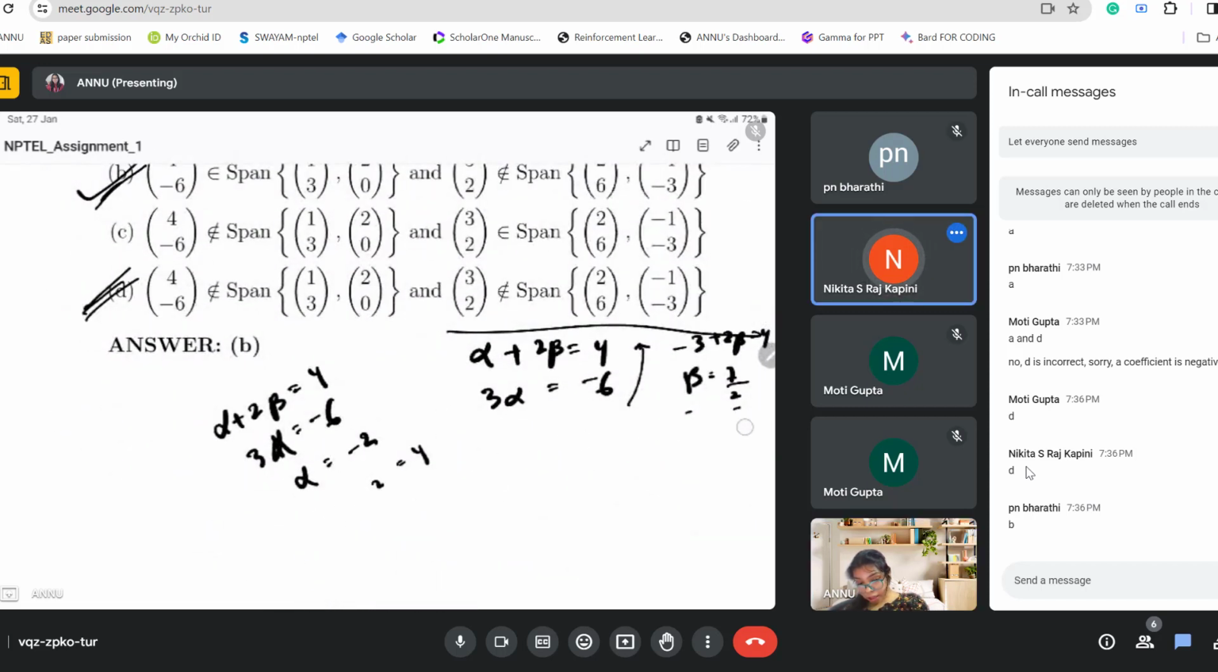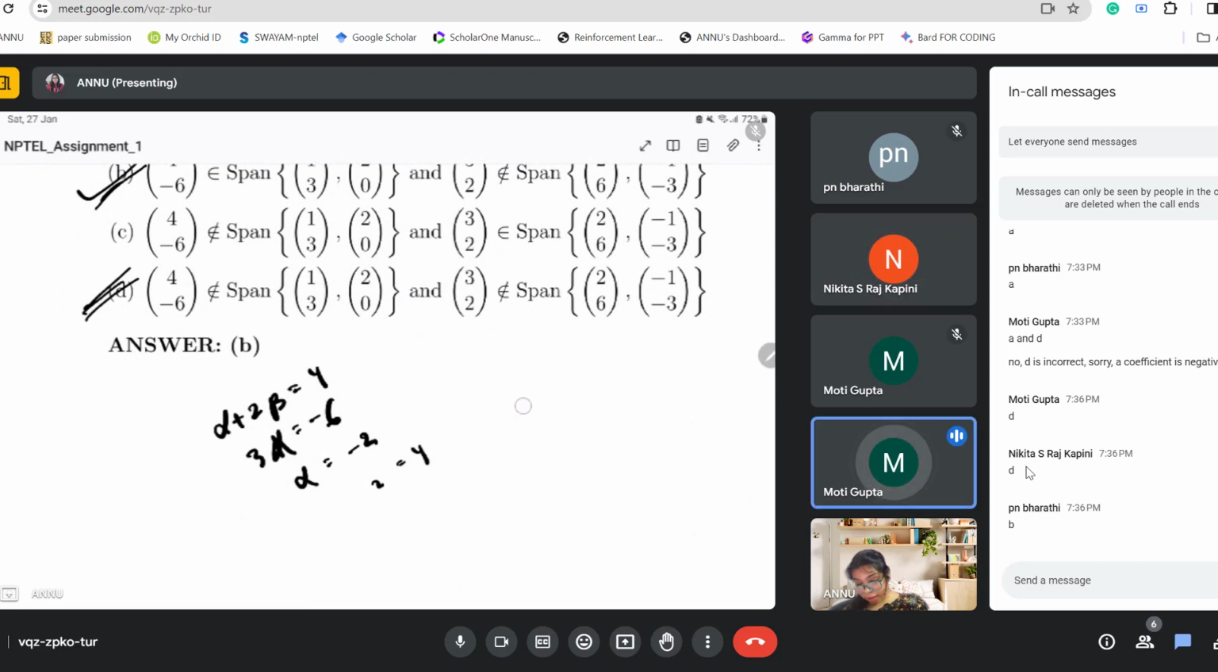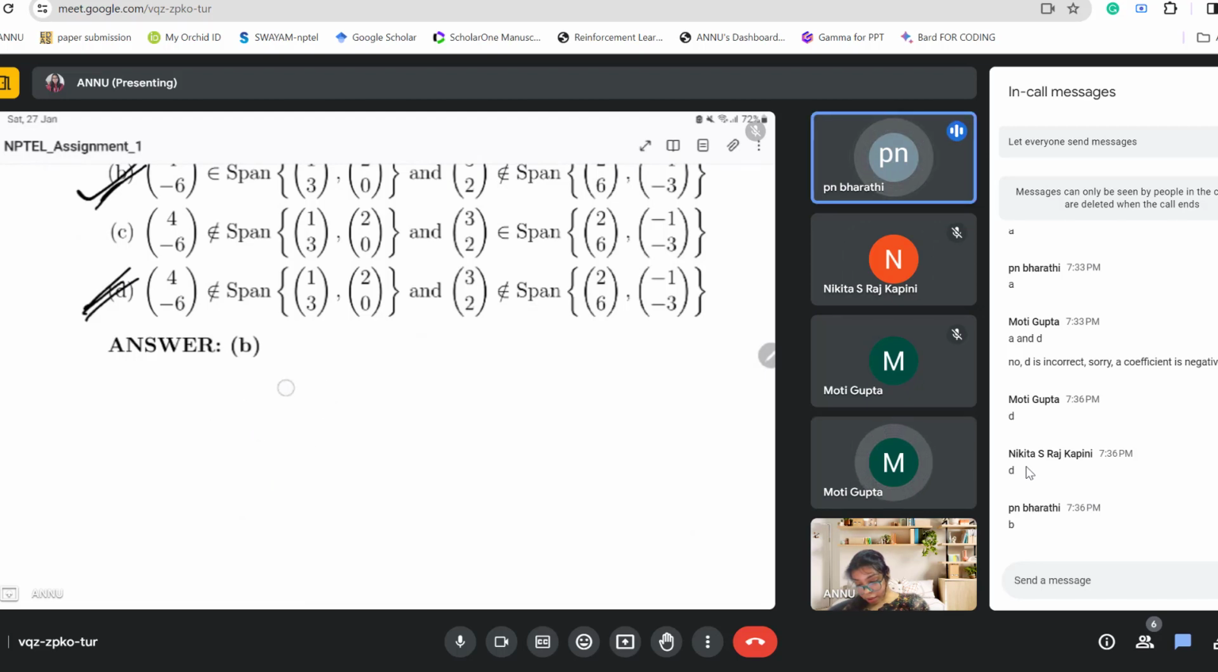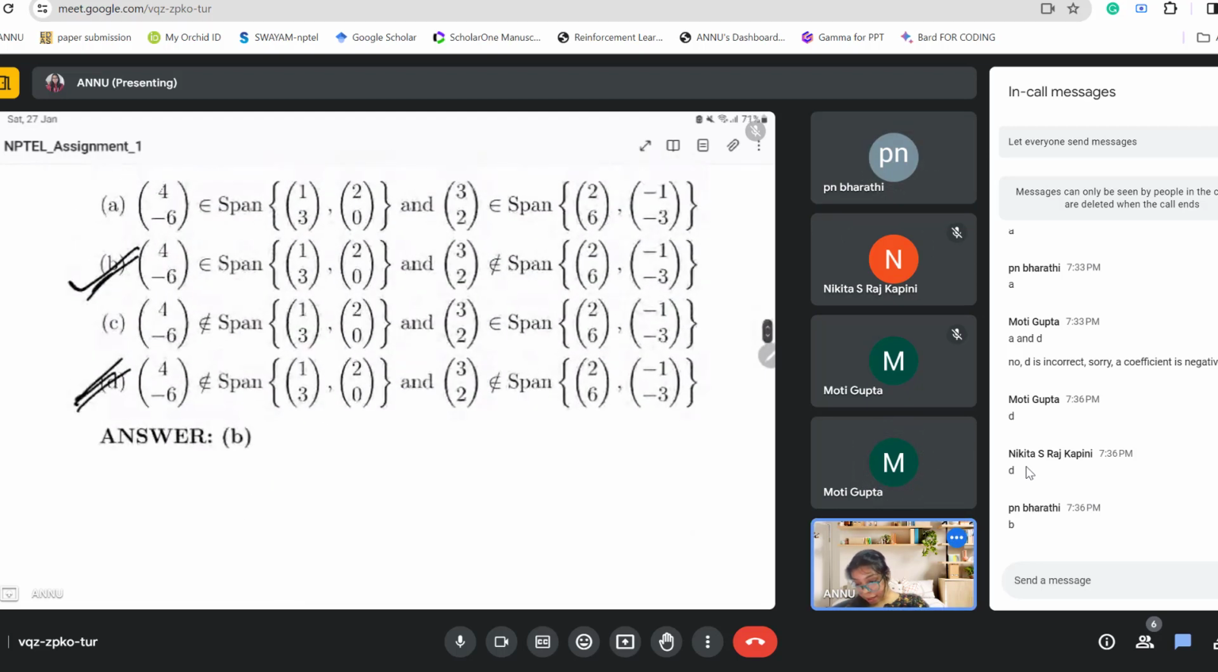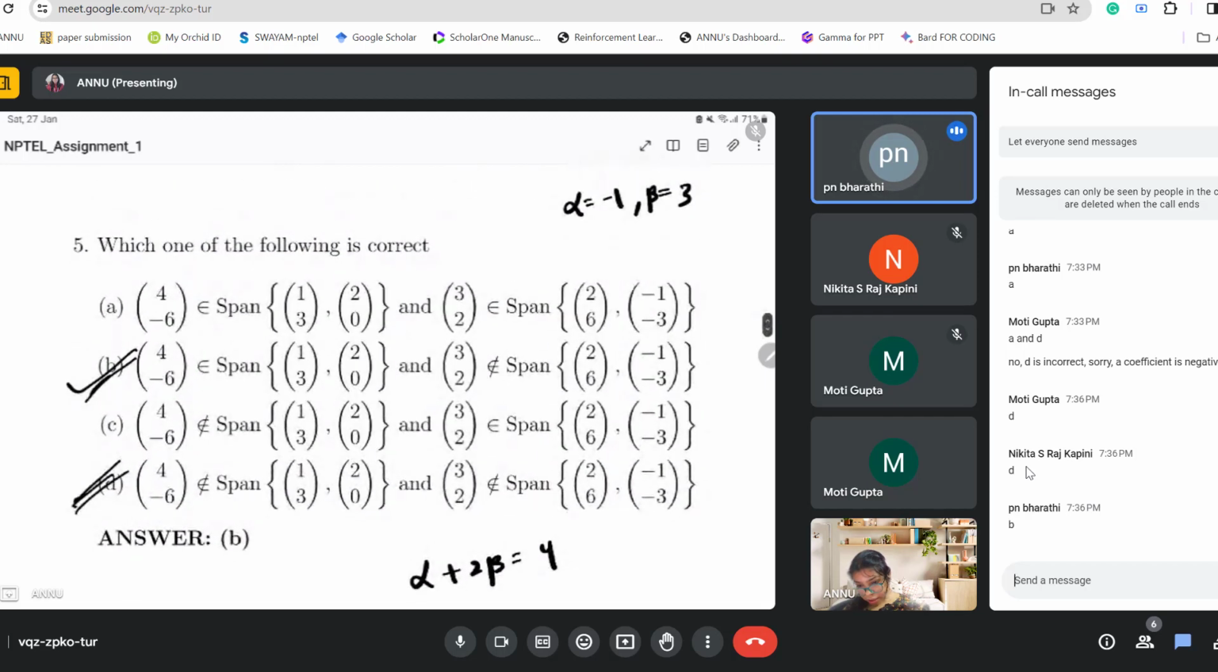Ma'am, no, B is right. We are taking a linear combination with alpha, so B is right only. Yes, we can write it as a linear combination of that one. Alpha plus 2 beta, the value is correct only. Alpha is minus 2 and beta is 3. Okay, then we can write it. So this particular value you should get. So D is not correct.